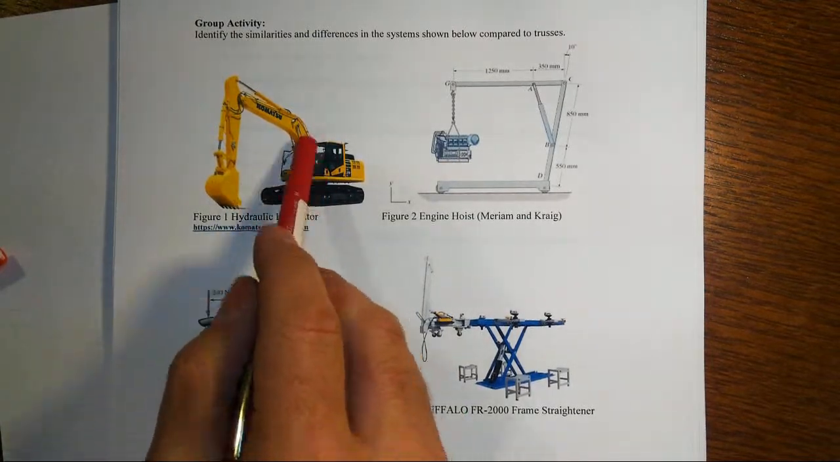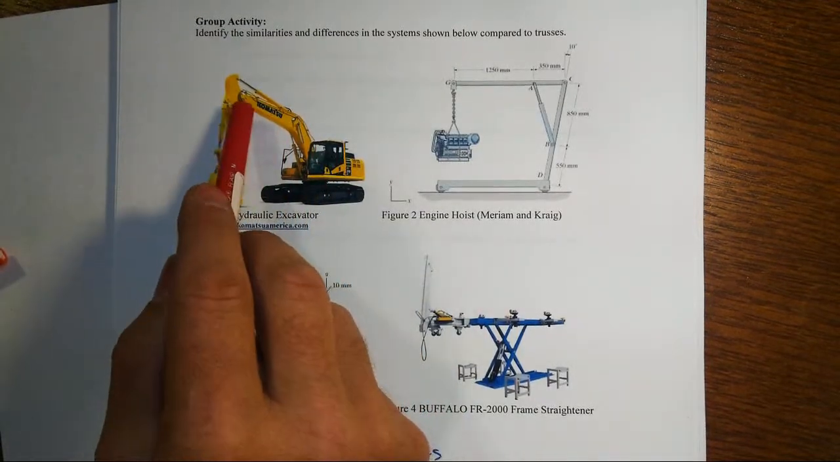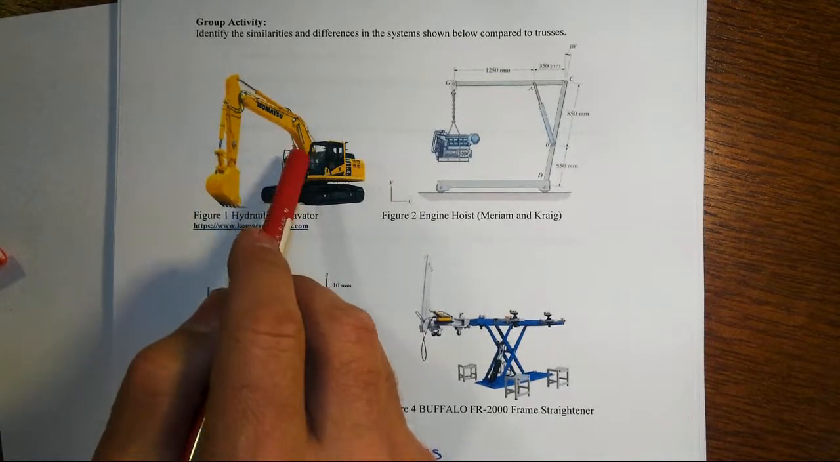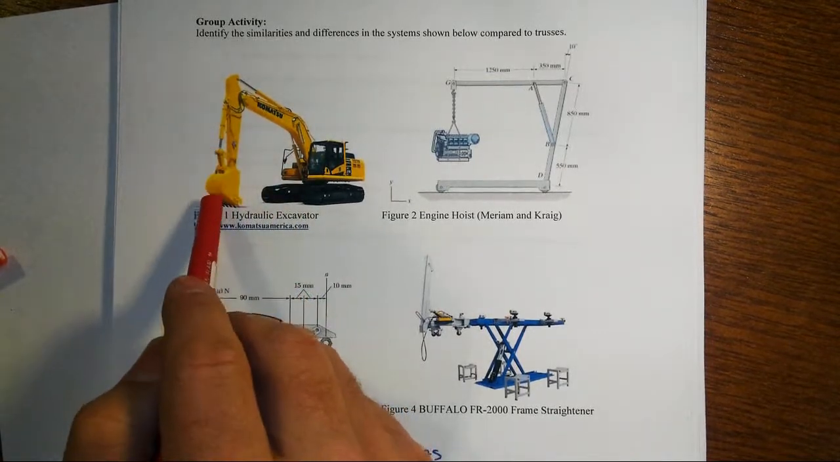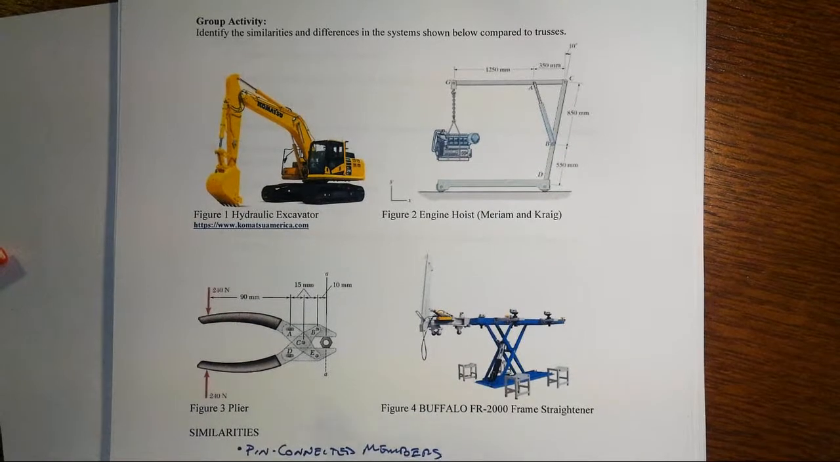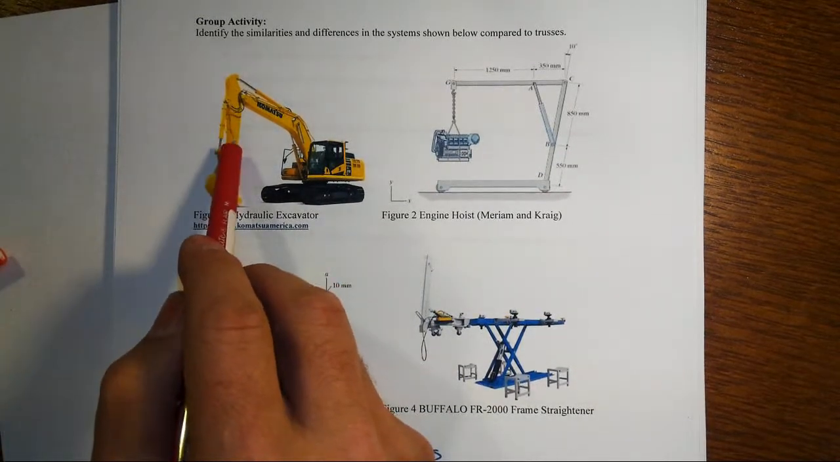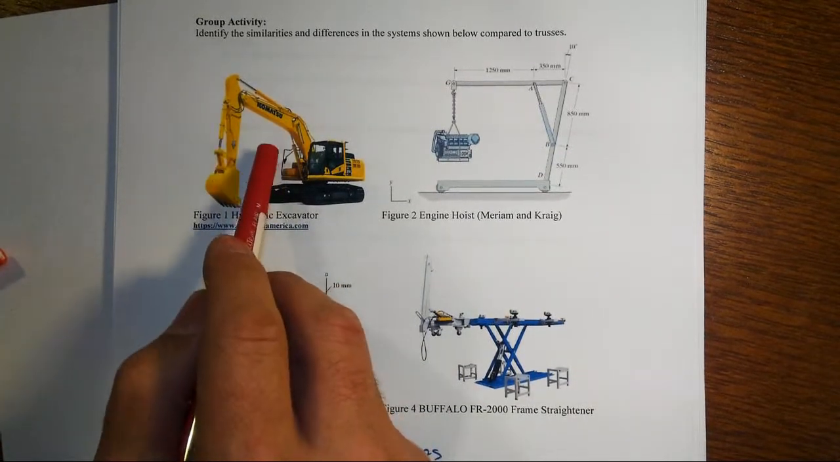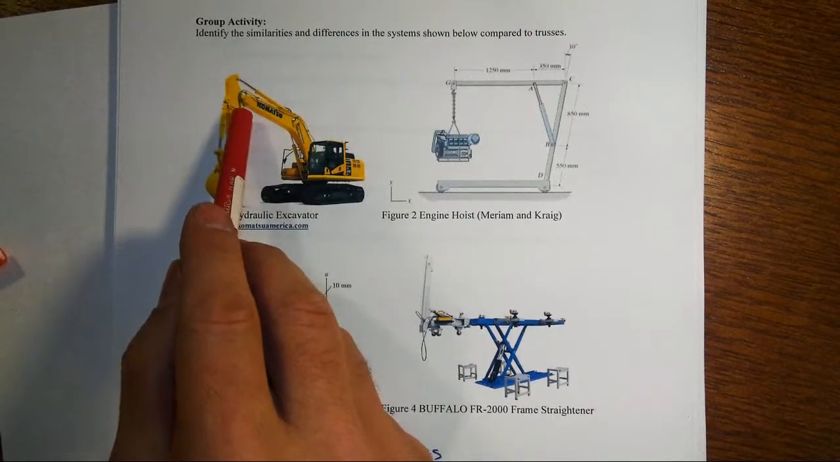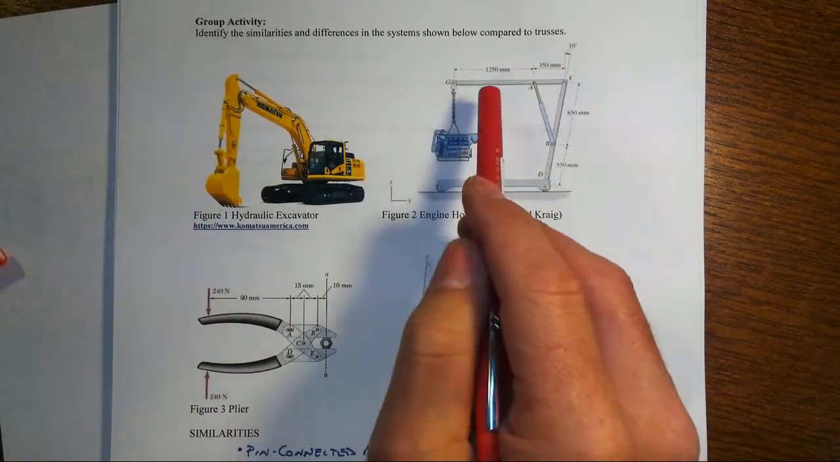next page. This excavator has big oblong members that have hydraulic cylinders located at various places. Each of those cylinders is connected by pins only at its ends, but the members themselves are not necessarily straight, and they're also not of a constant cross-section.